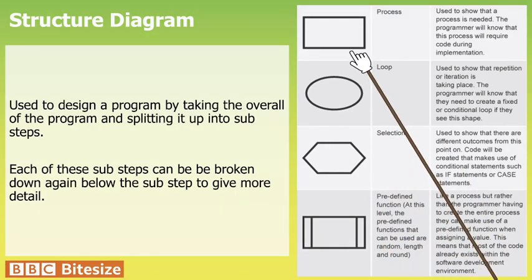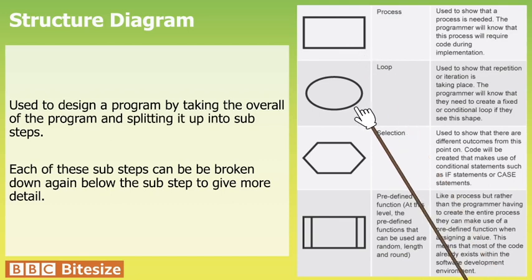So a square box is a process, an oval is a loop, selection is in a hexagon, then a predefined function is in a box with two lines down the side. So let's have a look at an example of a structured diagram.